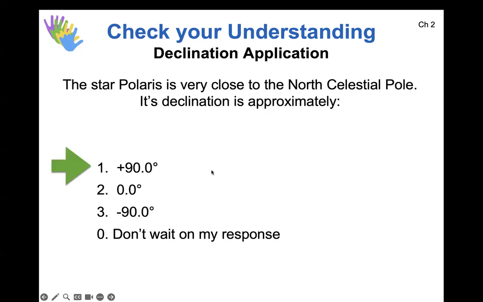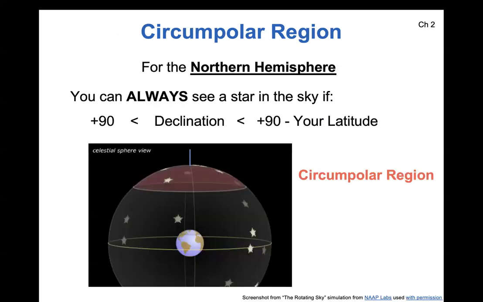We'll be taking our break in just a minute, but I want to get to a good stopping point. So continuing with declination, right? If you are in the northern hemisphere, you can always see a star if its declination is between positive 90 and positive 90 minus your latitude. So those are stars that you will always see in the sky. And as you can see in the title here of the page, that's called the circumpolar region.